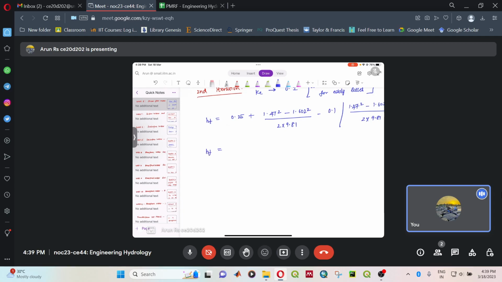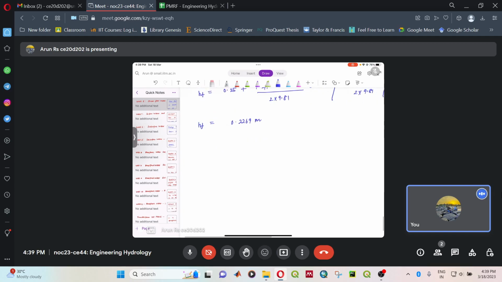So now HF will be equal to 0.2269 meters. So again we can find out the discharge. This is 5058.07 into 0.2269 divided by 250. So this will be 152.30 meter cube per second. So now we can determine V1 and V2.